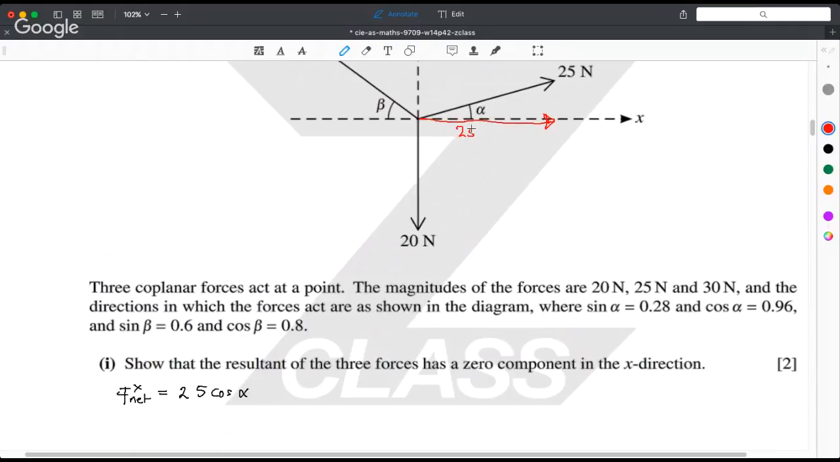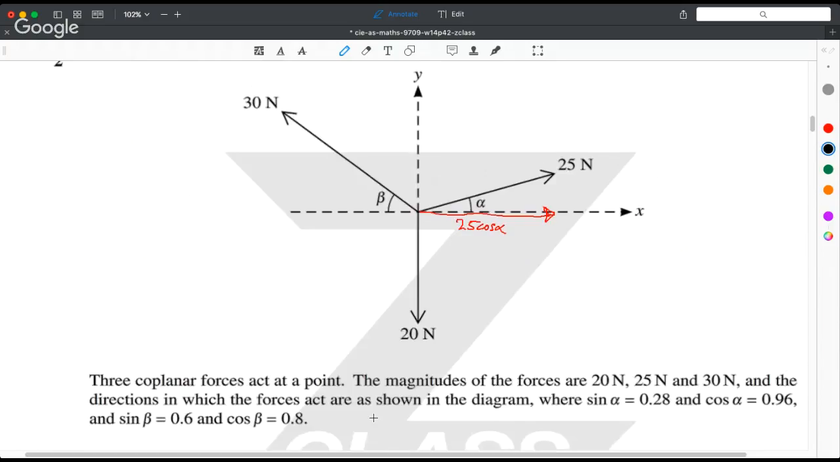That's going to be 25 cosine of alpha. And from the other one, we get the same procedure, minus 3 cosine of beta. And then this one acting vertically has no x component. It's completely in the y direction, so we don't include it. And so this is going to be equal to 25 times 0.8 minus 3 times 0.96. And if you put that into your calculator, you'll see that that is equal to 0.